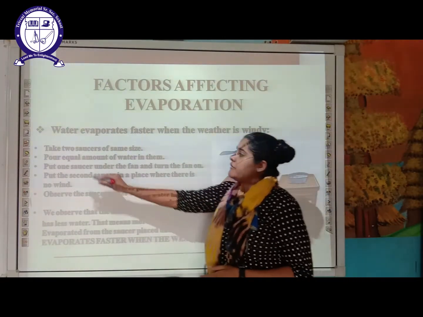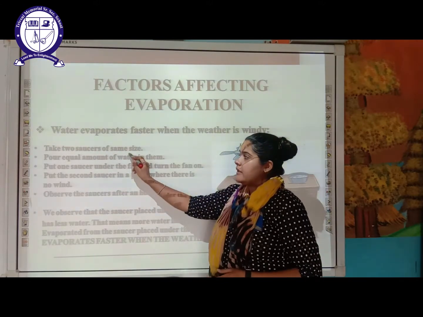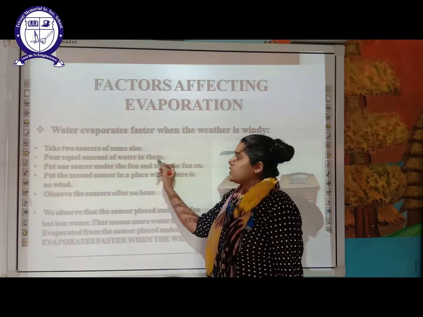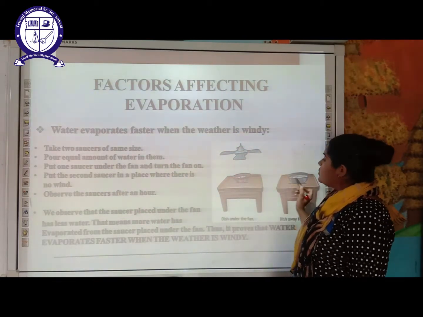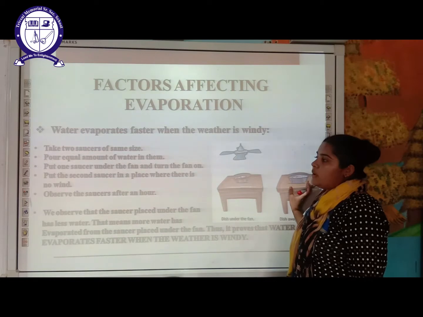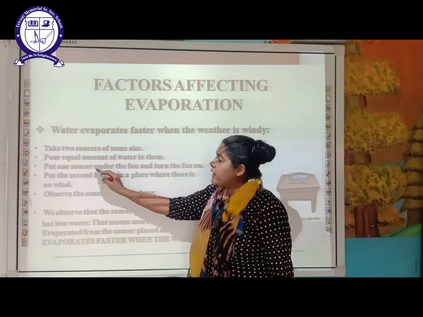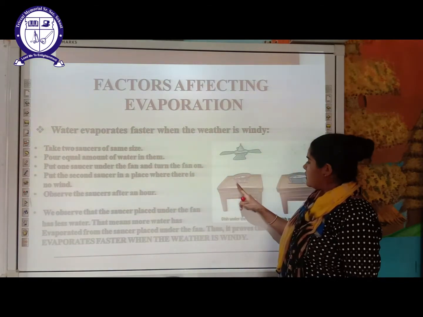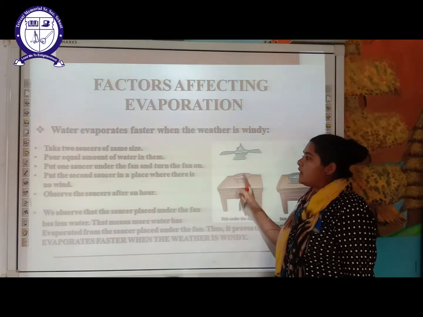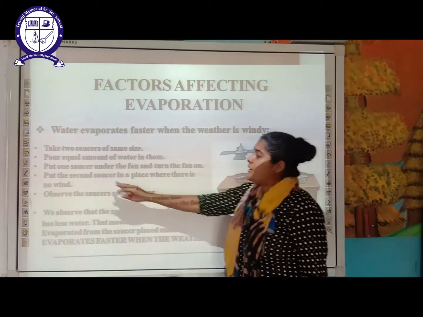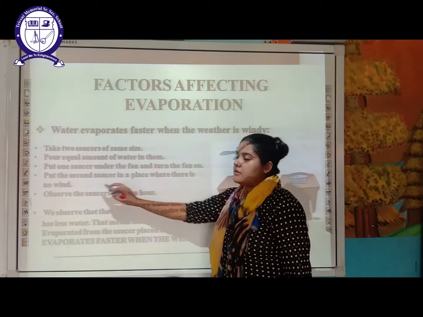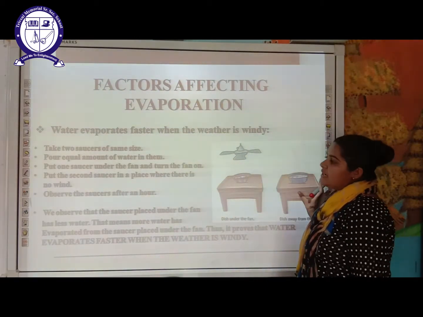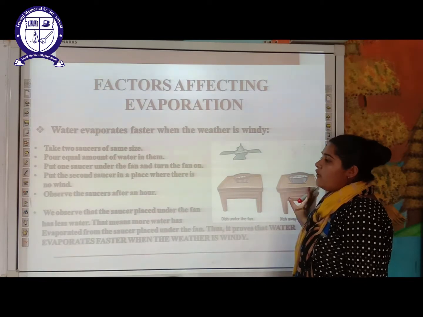What you have to do is take two saucers of the same size, and pour an equal amount of water into them. Put one of the saucers under the fan and turn the fan on. As you can see, one of the saucers, this pink one, is kept under the fan, and you have to turn the fan on. The second saucer you have to place where there is no wind. You can place it away on another table where there is no supply of wind.